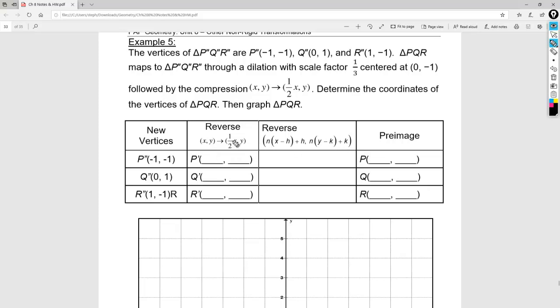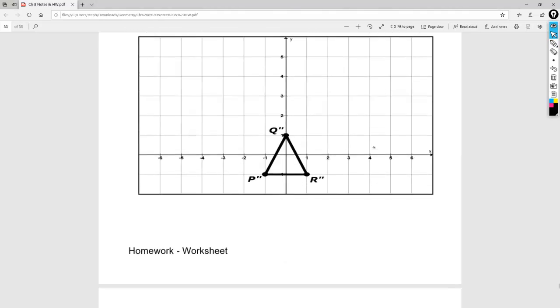So let's go ahead and deal with this dilation. Sorry, deal with the compression. So I would need to do the opposite of a compression by 1/2, so I'm going to multiply by 2. And it's just to my x value. So I'll have -2, -1, 0, 1, and then 2, -1. Then in terms of my dilation, because we're not centered at the origin, it can be a little bit tricky, so let's just look at what this looks like on the graph.